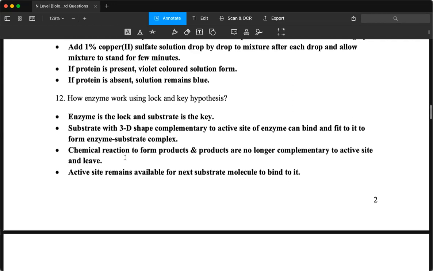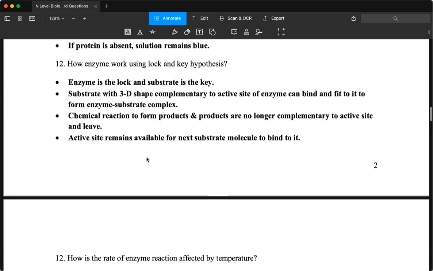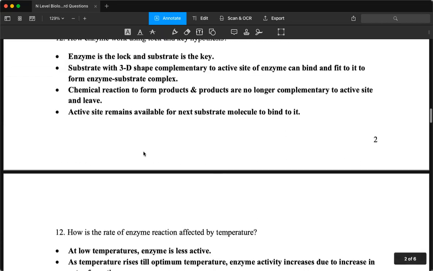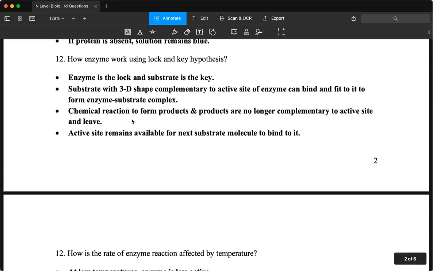A chemical reaction occurs to form products, and the products are no longer complementary to the active site and leave. This is important. You need to mention that the product is no longer complementary and therefore leaves the active site, which makes the active site available for the next substrate molecule to bind to it. So this is the description to explain how enzymes work using the lock and key hypothesis. Right?